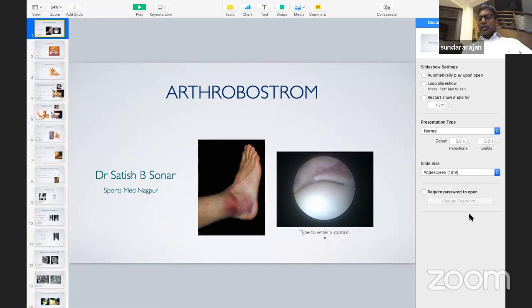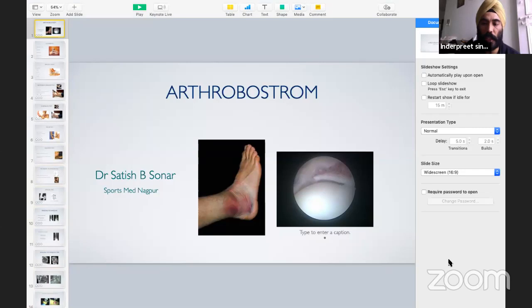A forceful plantar flexion in neutral position, and the patient tells. It is better to remember the ballet position. Ballet position is the best. So you ask the patient to stand on the toes, and see if he has hyperextension.